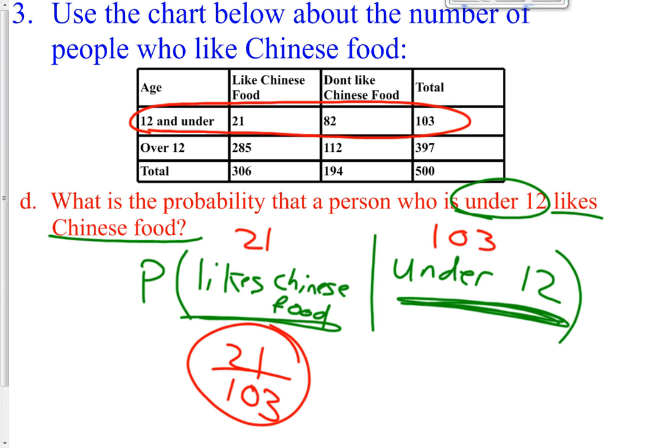We will finish the rest of the notes when you get to class tomorrow. So let me know if you have any questions on conditional probability of what we've covered so far.